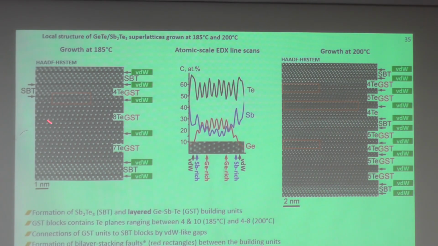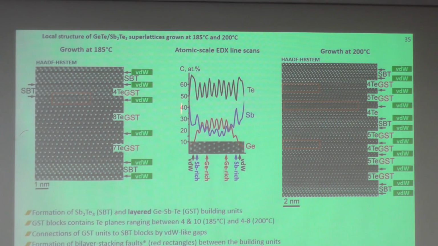Here, if you look at the local structure of such superlattices grown at 185 and 200 degrees centigrade, first you see the formation of building units with 7 and 8 tellurium layers. These building units correspond to antimony telluride. We have dark lines in between. These are van der Waals-like gaps.